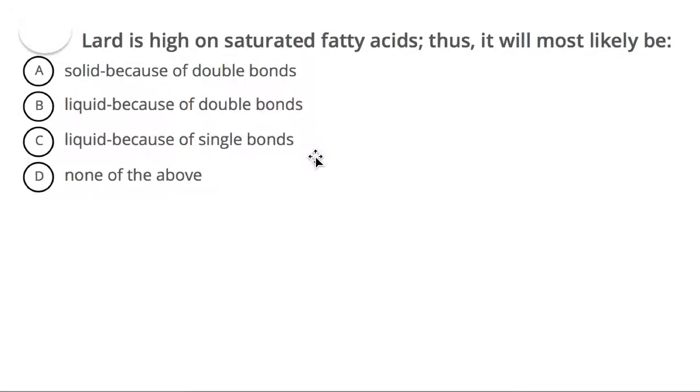Right? It is solid. So the option will be what? D, none of the above, because lard, if it's high in saturated fatty acids, then it should be solid because of the single bonds. So the correct option will be D.